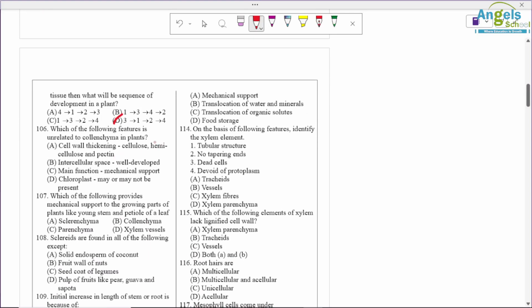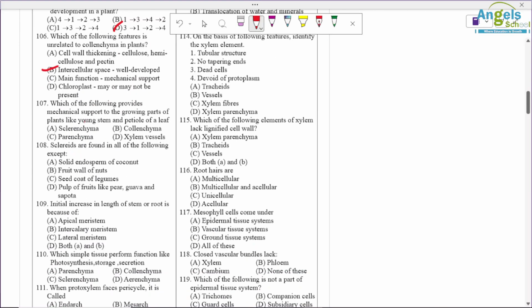Which of the following feature is unrelated to collenchyma in a plant? So intercellular space is absent, so it is a wrong statement and correct answer. Which of the following provide mechanical support to growing part of the plant like young stem and petioles? So collenchyma is present in petiole of leaf and young stem.